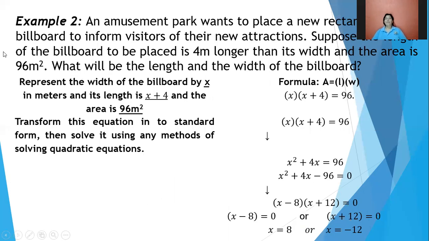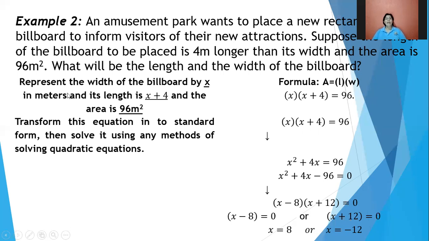Next, example number 2. An amusement park wants to place a new rectangular billboard to inform visitors of their new attraction. Suppose the length of the billboard is to be 4 meters longer than its width, and the area is 96 square meters. What will be the length and the width of the billboard?